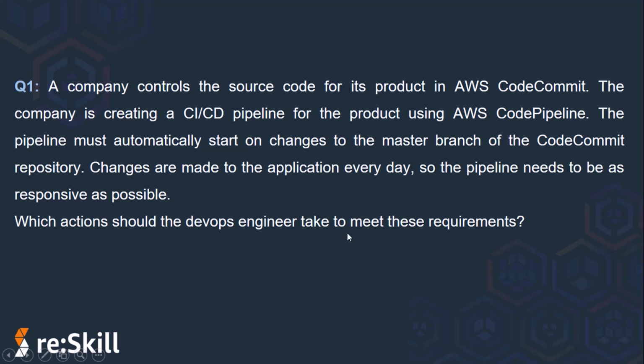So a few keywords here. Let's have a look at the keywords. One is they have told that they have the source code in CodeCommit and the pipeline is created in CodePipeline, and the pipeline should automatically start on the changes. Okay, when some changes happen onto the master branch of the CodeCommit repo, it should automatically start. Then changes are made every day, so the pipeline needs to be as responsive as possible. Let's have a look at the options for this.